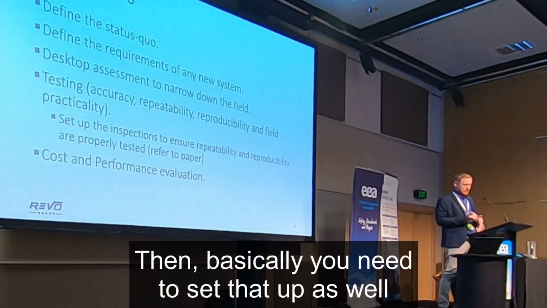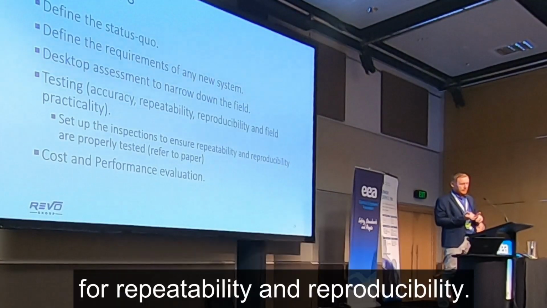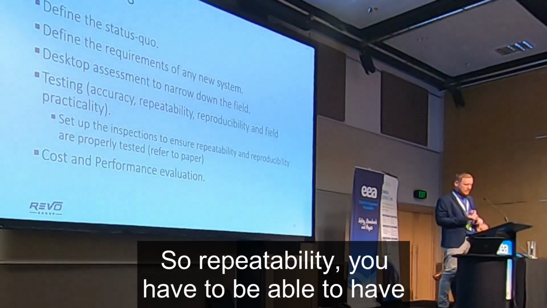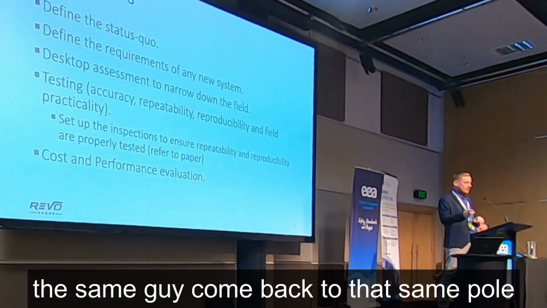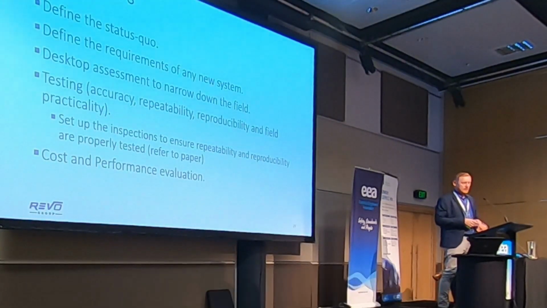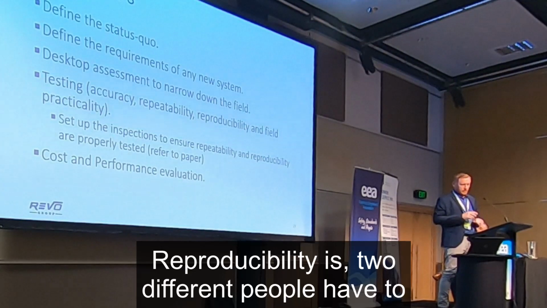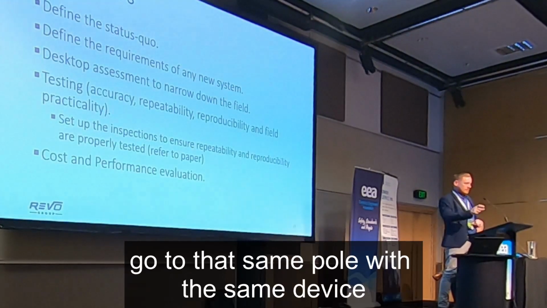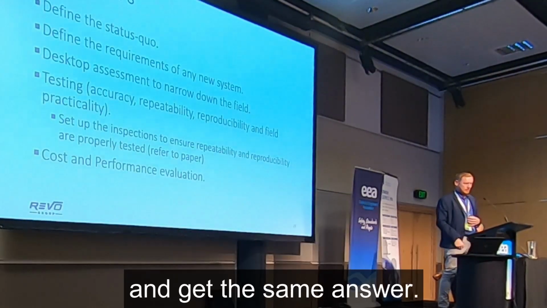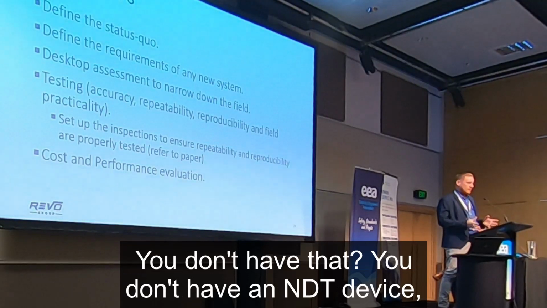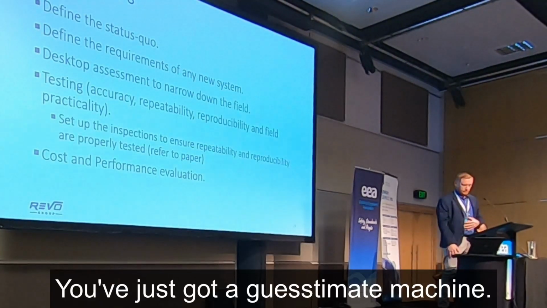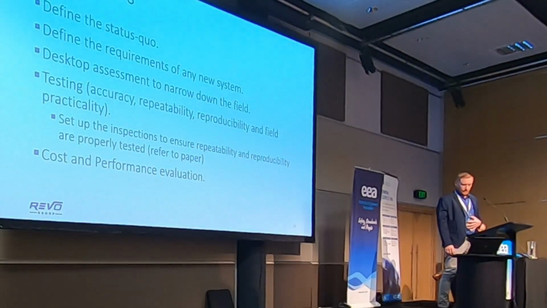Then you need to set that up for repeatability and reproducibility. So repeatability, you have to be able to have the same guy come back to that same pole and get the same answer. Reproducibility is two different people have to go to that same pole with the same device and get the same answer. If you don't have that, you don't have an NDT device. You've just got a guesstimate machine.